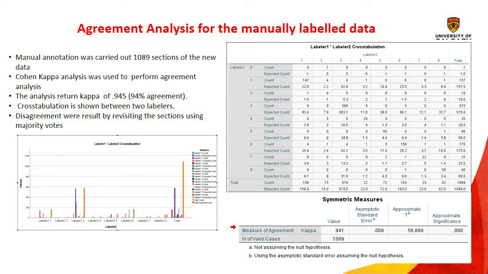After we were able to download the new set of data from the GitHub site, we carried out manual annotation on 189 sections of the new data, and we used Cohen's kappa analysis to perform agreement analysis on the manual labeling. We were able to return an agreement of 94%. We were also able to develop a cross tabulation that shows different counts versus the expected count using IBM SPSS software.